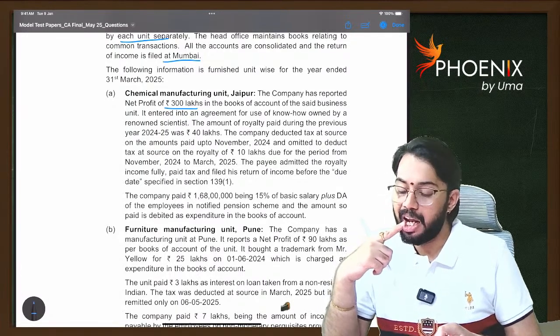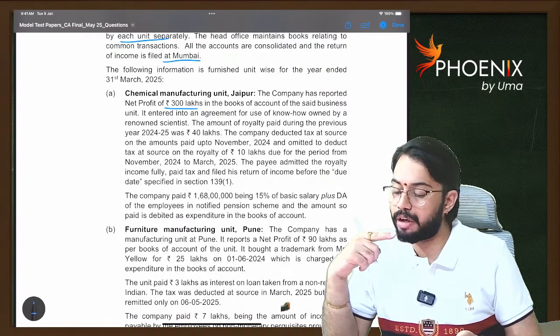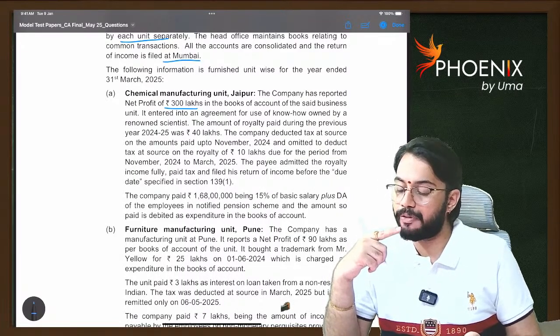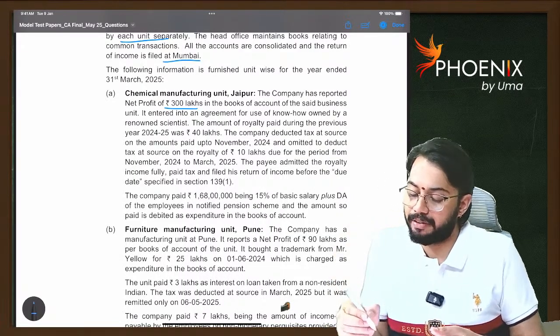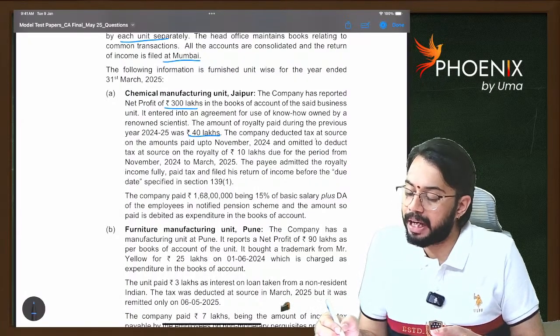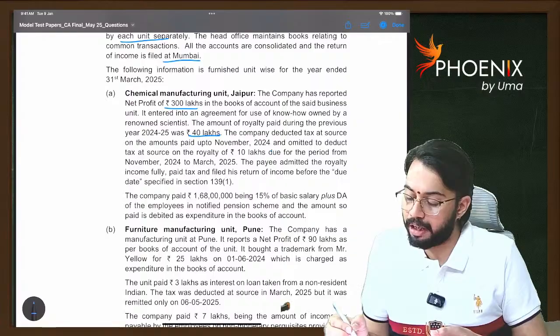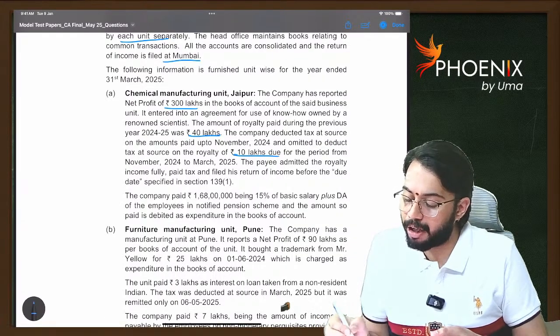business unit. It entered into an agreement for use of know-how owned by a renowned scientist. The amount of royalty paid during the previous year was 40 lakhs. The company deducted tax at source on amounts paid up to November 24 and omitted to deduct tax at source on 10 lakh rupees.